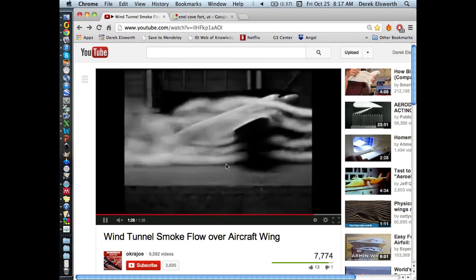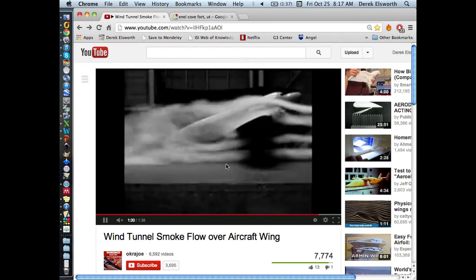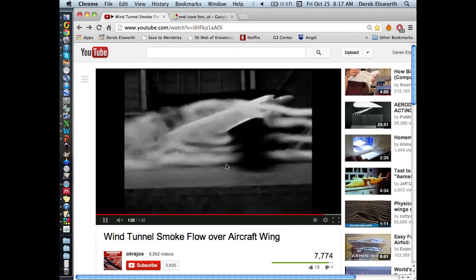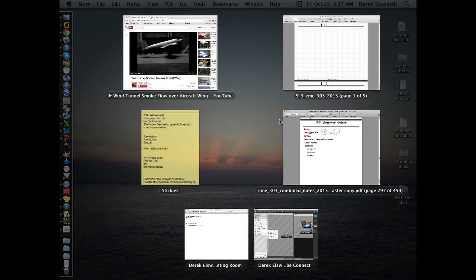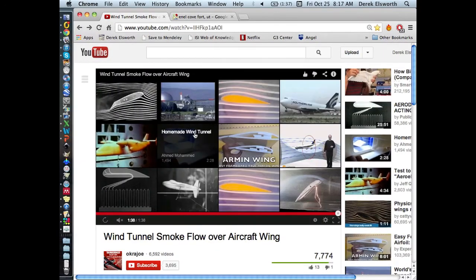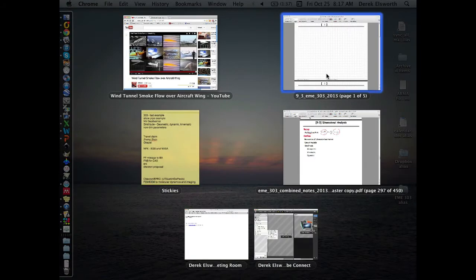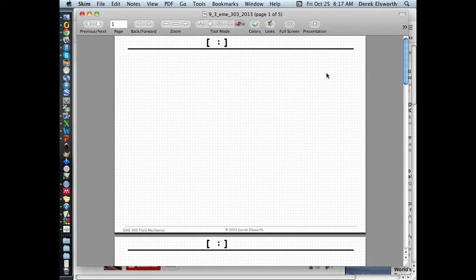You'd like it to have the same, do they call it kinematic or dynamic? Let's see in this. Kinematic. So you'd like it to have the same kinematic properties. And for us, that means that the flow regime around it is the same in the model as it is in the true real-life system.